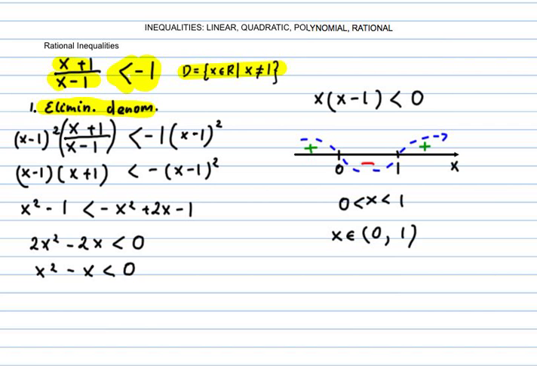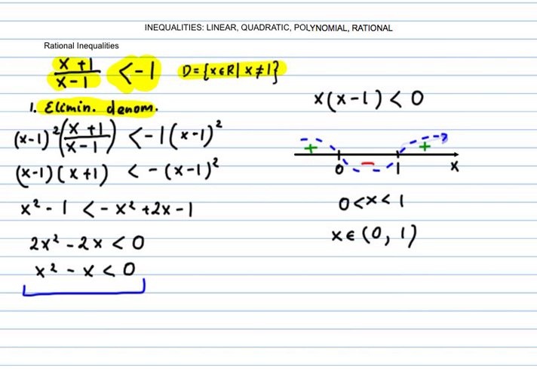So the positive part of the graph would be found on this interval where x is less than 0, or when x is greater than 1. In our case, we have to solve for all values of x that are less than 0.